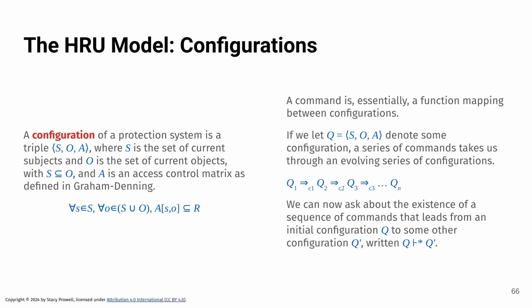And great, whenever I perform an operation or I perform a command, I then change that. I might delete a subject or add an object or add a right or delete a right in the matrix. And so I evolve to a new configuration. And I can sort of draw that out over here, right? So here I have a sequence of commands, C1, C2, C3, and that leads to an evolution of the configuration of the system. So I evolve from my initial configuration over here at Q1 all the way over here to the final configuration at Qn.